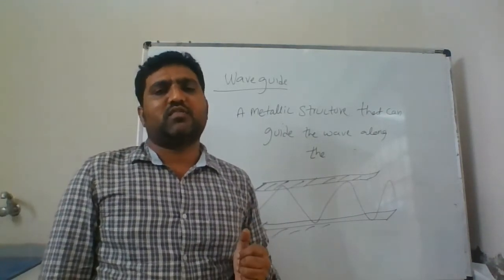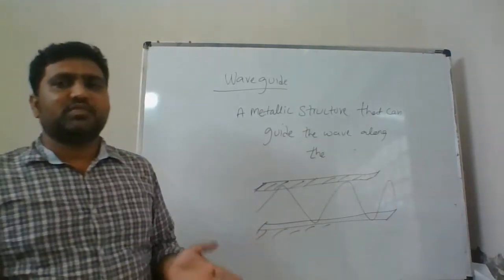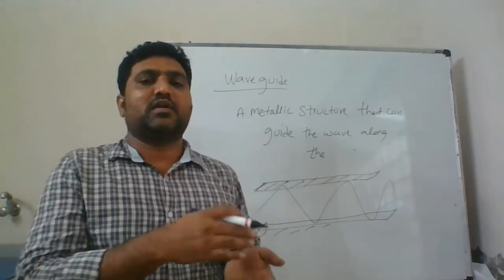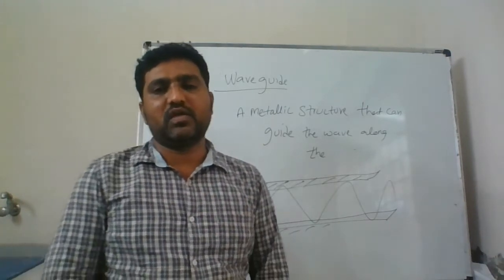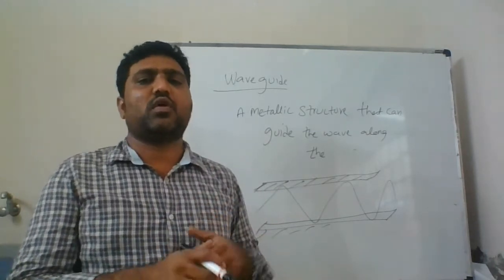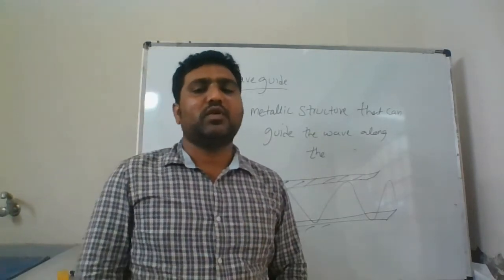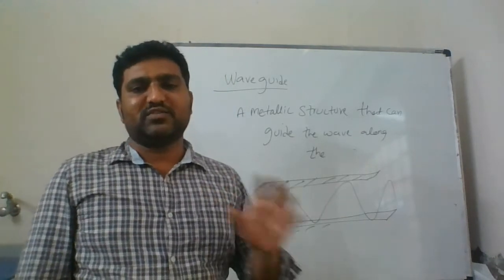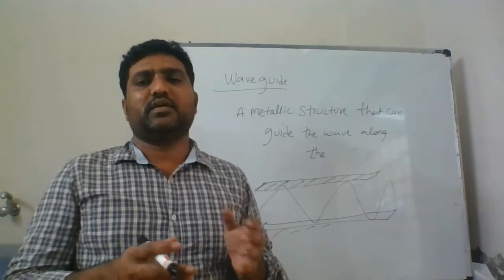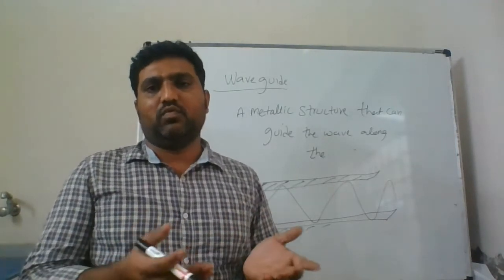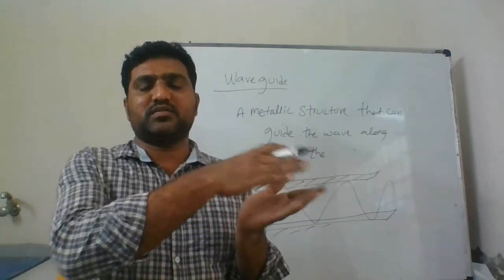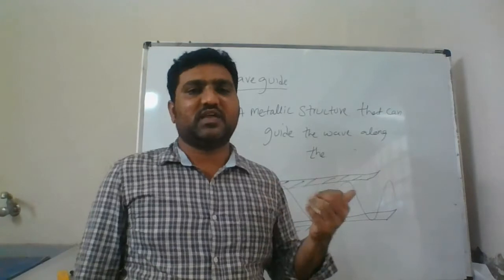So how do you construct a waveguide? As I said, we need metallic conductors, and these two metallic conductors should be separated by a dielectric. Inside that, either air or vacuum or any other medium can be present. Then only it will be able to transfer the signal. As we told, waveguides are basically a type of transmission line. For a transmission line, we need two conductors separated by a dielectric. The same is the case here.